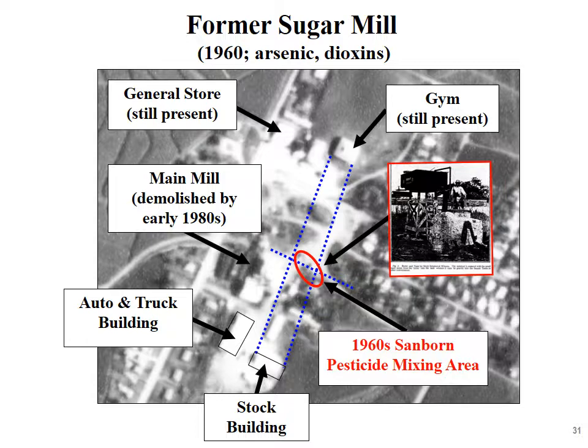And then right in here on the fire insurance map, the 1960 Sanborn maps, I think it said poison mixing or something like that. And that's the big red flag. That's where they were mixing arsenic-based pesticides or pentachlorophenol, which led to dioxin contamination. Big concern there.